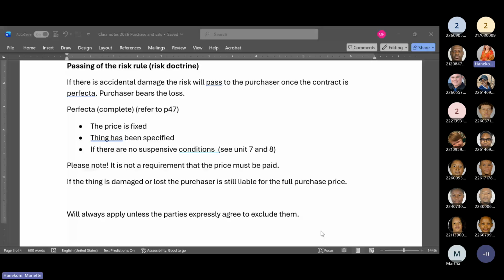If we agree today that Stacy will buy my cell phone for $1,000, if her father is prepared to give her the money, that contract is not yet perfecta. We have a price, $1,000. We have a thing, the cell phone. But there's this condition, a suspensive condition. If her father is prepared to give her the money, while we are waiting for her father to confirm or not, the contract is not yet perfecta and the risk has not passed to her.